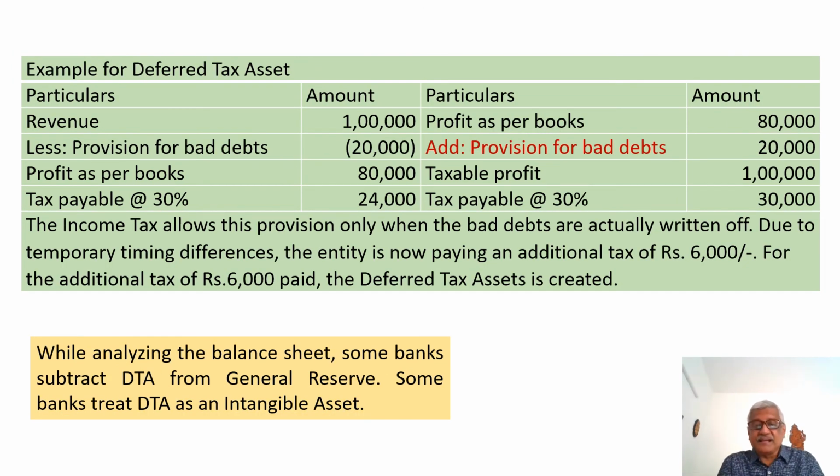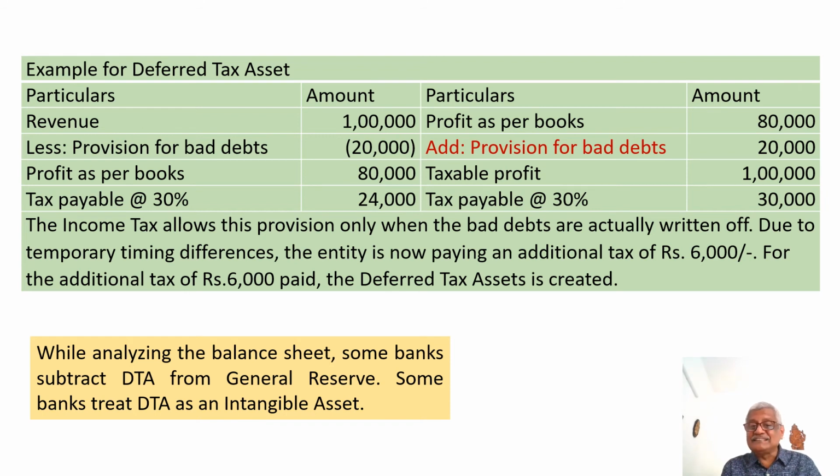I am quoting the same example. Say a company is making a provision for bad debts. The revenue is 1 lakh, provision for bad debt is 20,000, and profit as per book is 80,000, tax to be paid is 24,000. But as per the income tax, the provision for bad debt will be taken into account only when it is actually written off. So here, the profit as per book is 80,000.